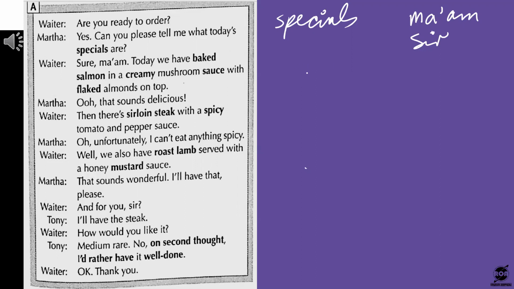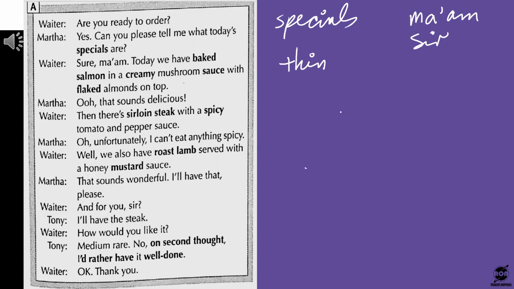Baked salmon is one of the recipes of the restaurant. Baked salmon is salmon that was previously in the oven. In a creamy mushroom sauce. Creamy means full of cream. Creamy is an adjective. And mushroom, as we saw before, is used for sauce. And then flaked almonds on top. Flaked, as in cornflakes, is when you cut something in very thin proportions.